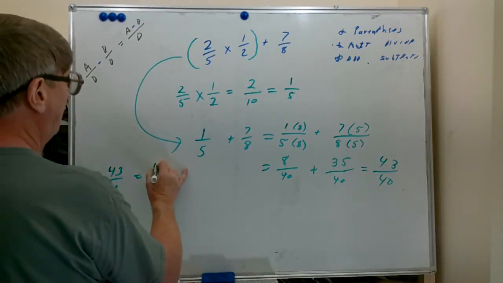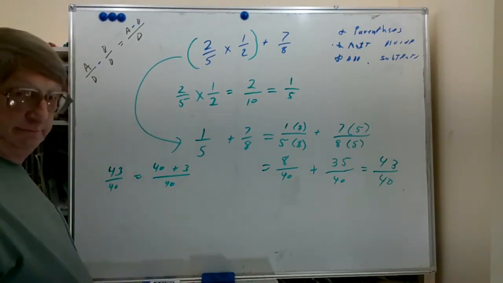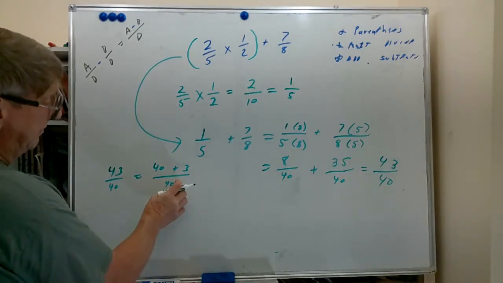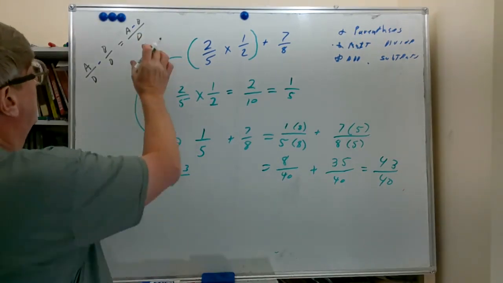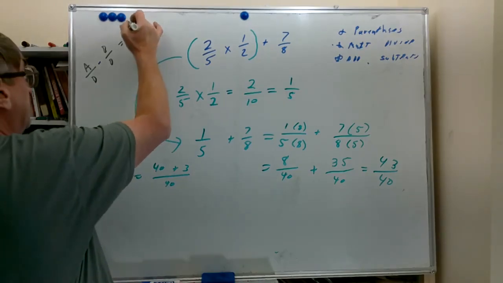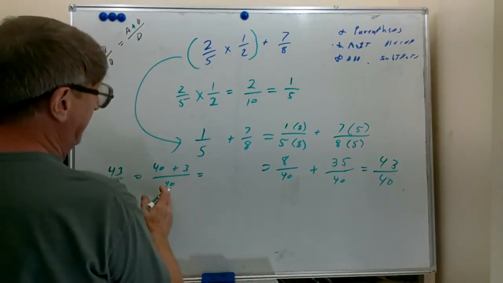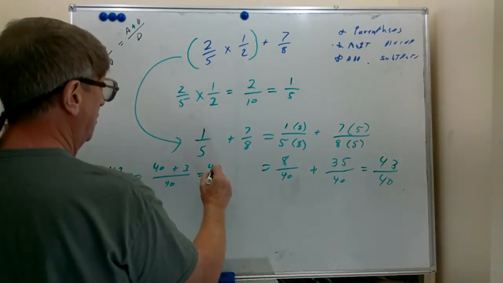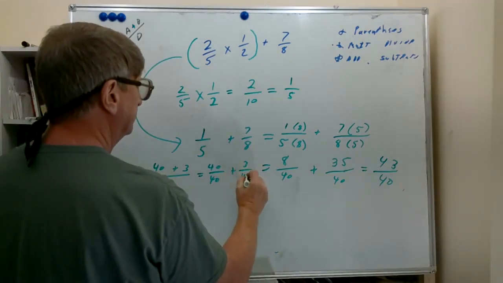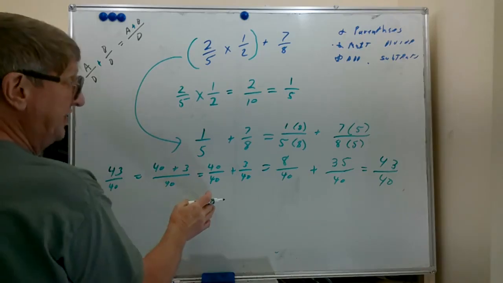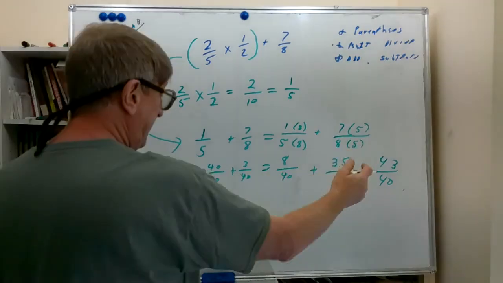43 over 40 could be 40 plus 3 over 40, correct? Now we're just kind of doing what we did backwards when we found the common denominator. We're going to have a common denominator of 40. So we can separate these two. That's 40 over 40 plus 3 over 40. And you can see this is the same thing as this, because we could use this formula and go back to what we got there.